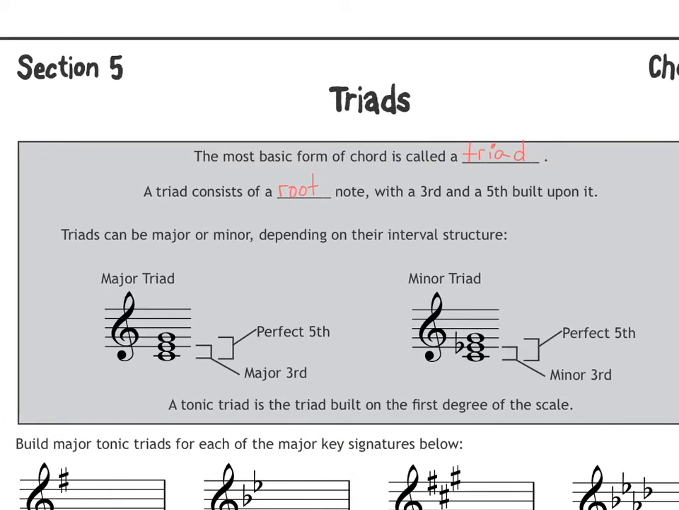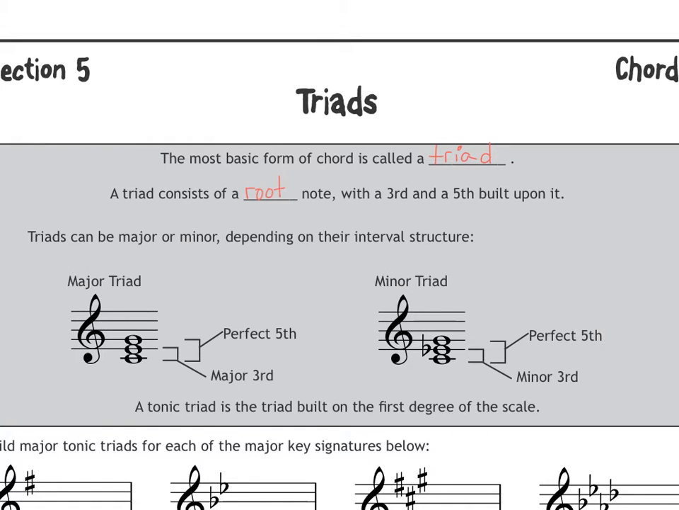On the other side, we have a minor triad. A minor triad is characterized by the interval of a minor third and a perfect fifth. So notice that the difference between a major triad and a minor triad is the kind of third you have. In a major triad, you have a major third. In a minor triad, you have a minor third. And you'll get used to seeing and recognizing those intervals pretty quickly.